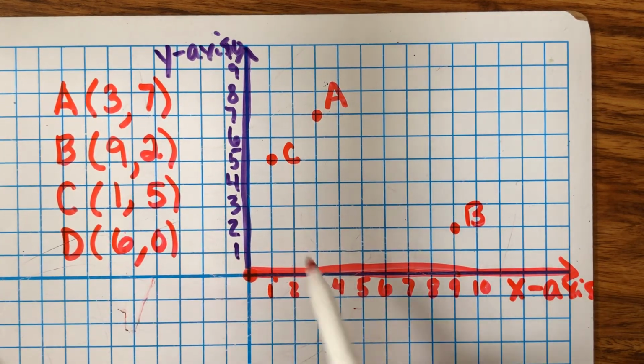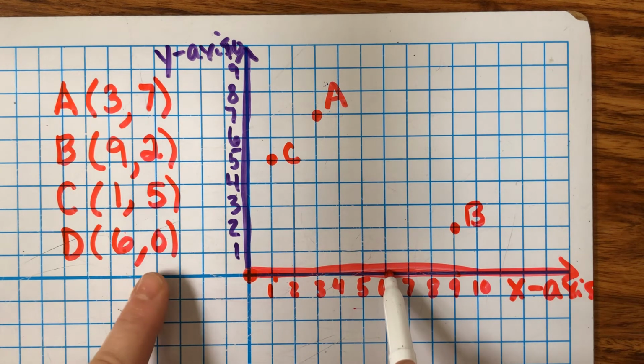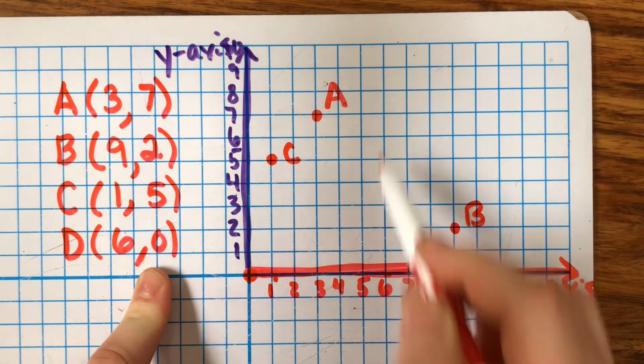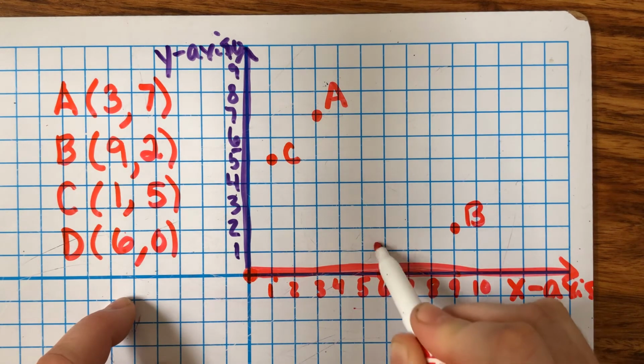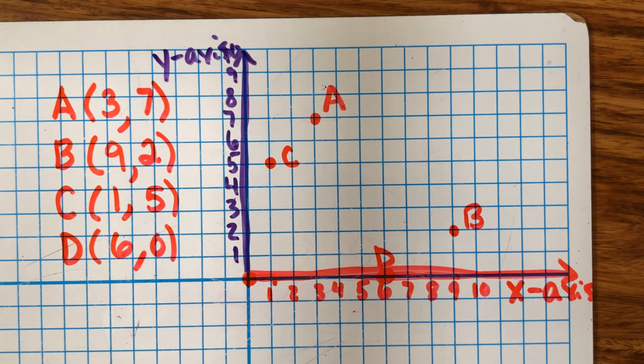All right, so that means we start at the origin, always. We're going to go over how many? We're going to go 6 over. And then since 0 is the y coordinate, we're not going to go up at all. So over 6, up nothing is right here, and D is that point there.